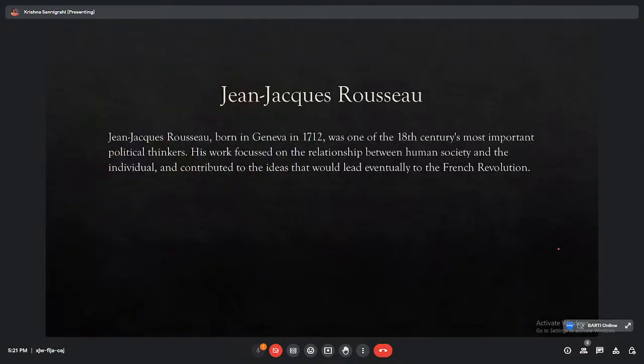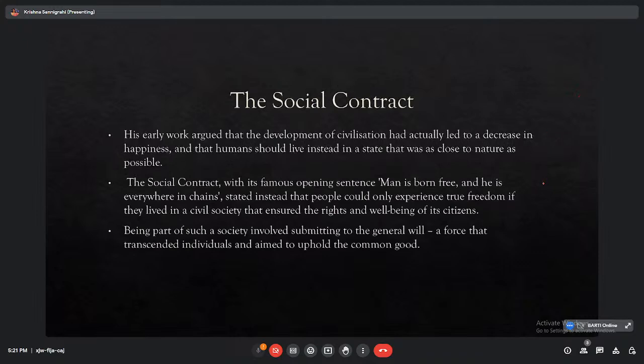Then comes Rousseau, who was born in Geneva in 1712 and was one of the 18th century's most important political thinkers. His work focused on the relationship between human society and the individual and contributed to the ideas that would lead eventually to the French Revolution. And the work which we are referring to is The Social Contract.